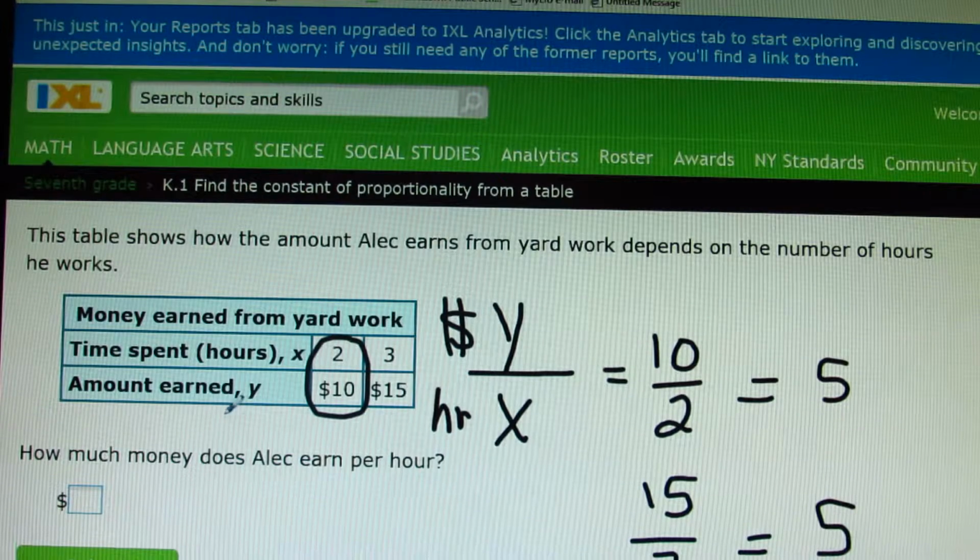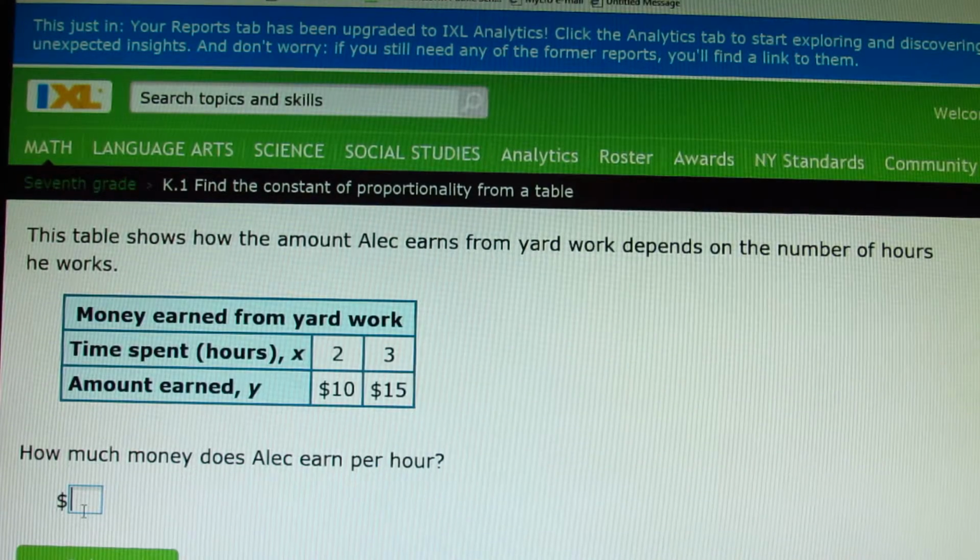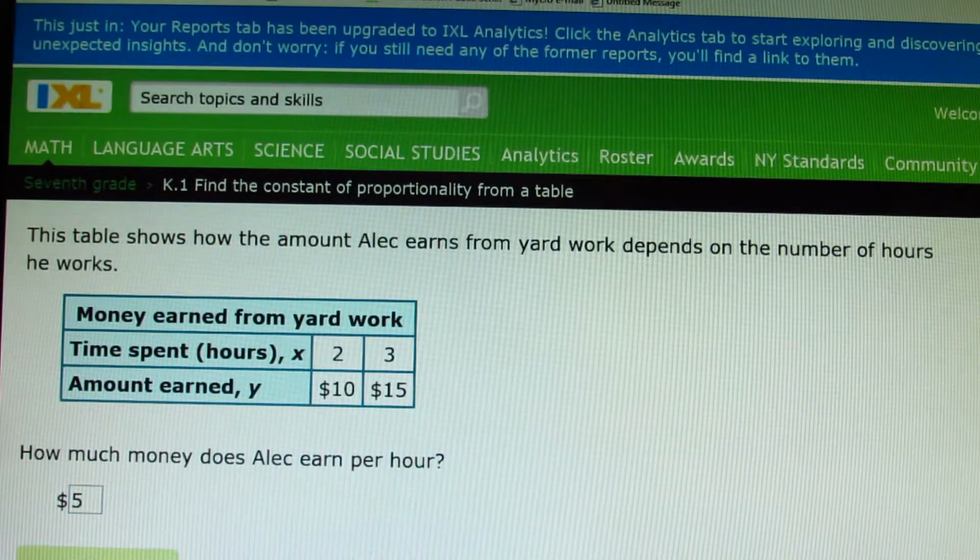This should work if your table is proportional. So how much money did he earn? Let's see if I can get this. There we go. He earned $5 per hour.